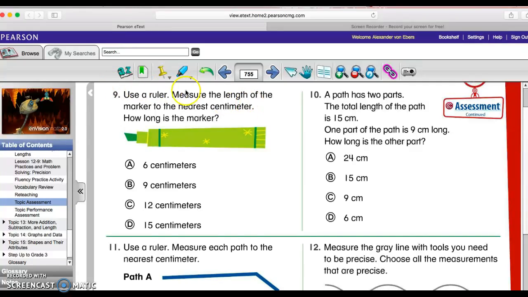Number nine, use a ruler, measure the length of the marker to the nearest centimeter. How long is the marker? 6 centimeters, 9 centimeters, 12 centimeters, 15 centimeters. This marker right here.